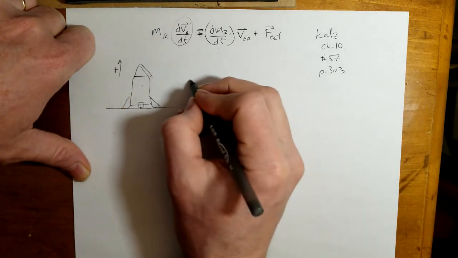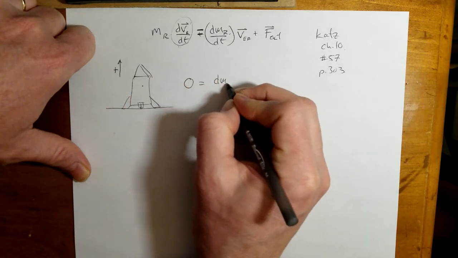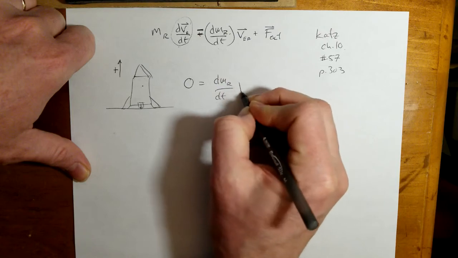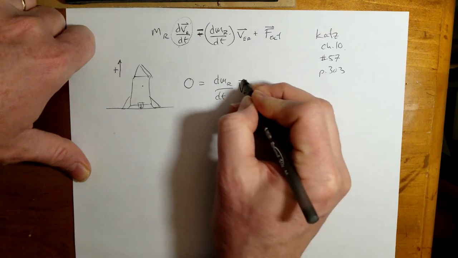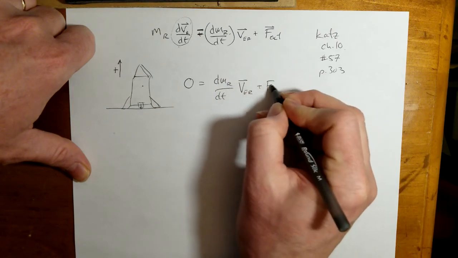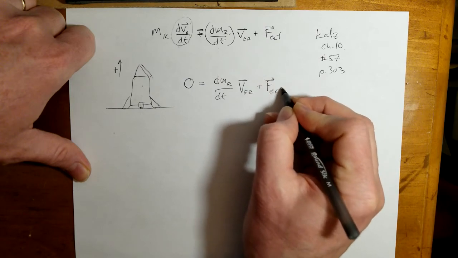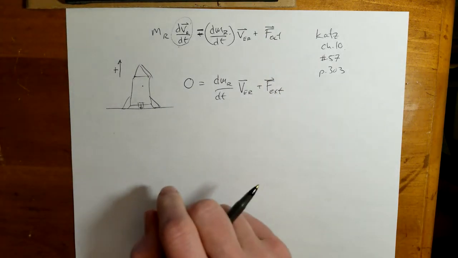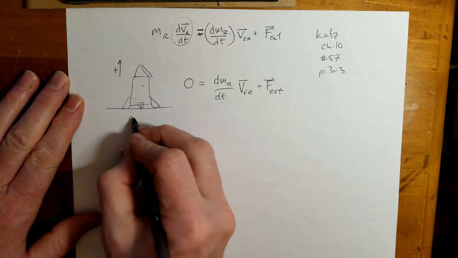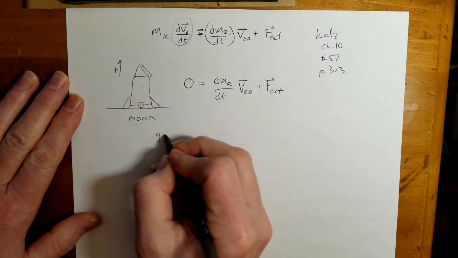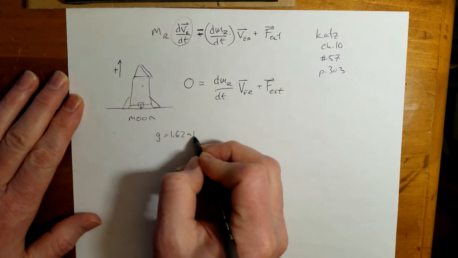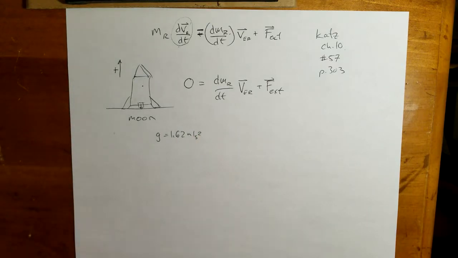And so this becomes 0 is equal to dm_r/dt times the velocity of the exhaust with respect to the rocket plus the external force. Now there is an external force in this case because there is a gravitational pull onto the moon here. I know that g is 1.62 meters per second squared. I know that because it's in the problem.